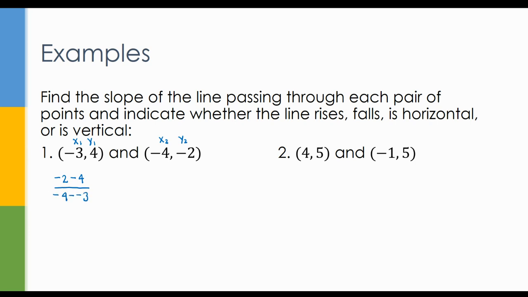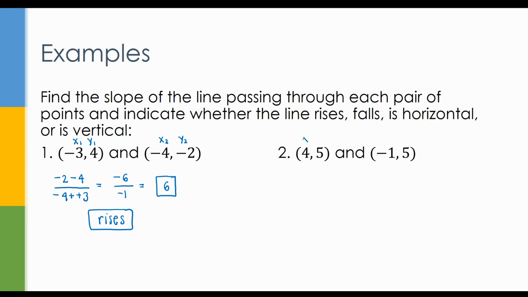Notice that in this case, I had to subtract a negative down here with the x's. Well, negative 2 minus 4 is negative 6. Back-to-back negatives, we're really thinking addition. Negative 4 plus 3 is negative 1. And negative 6 divided by negative 1 gives us positive 6. So that is my slope. Notice that because it's a positive number, it's a positive slope, and so positive slopes rise. So this line is going to have it rising.